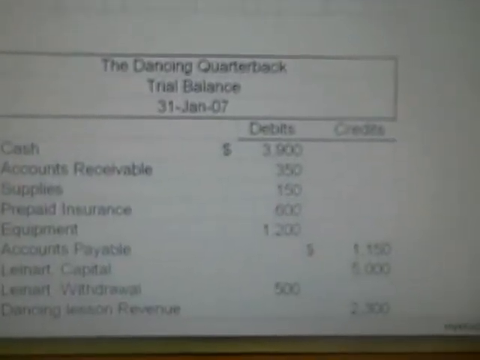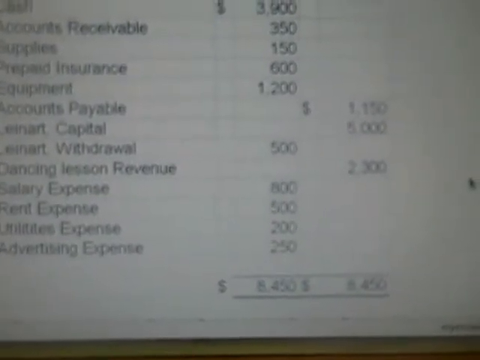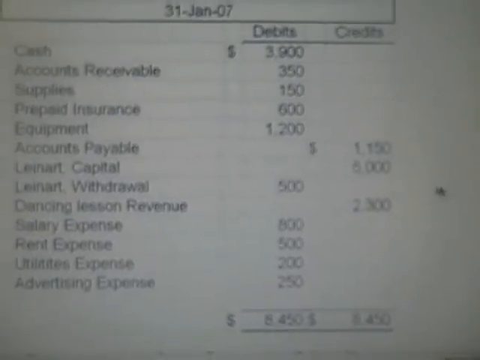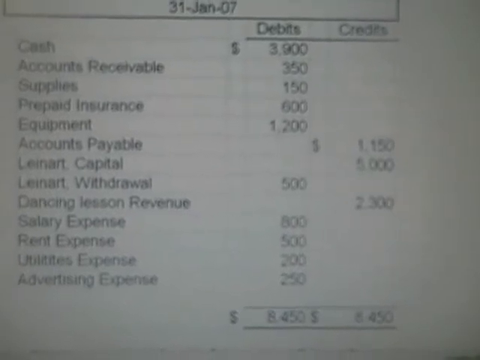We show all of our trial balance accounts, and you'll never guess, but because in every transaction the debits have to equal the credits, you're going to find that the debit balances of all of our accounts are going to equal the credit balances of all of our accounts.